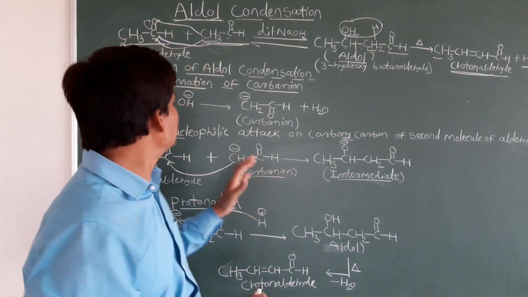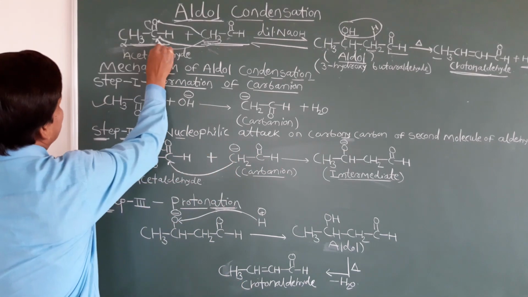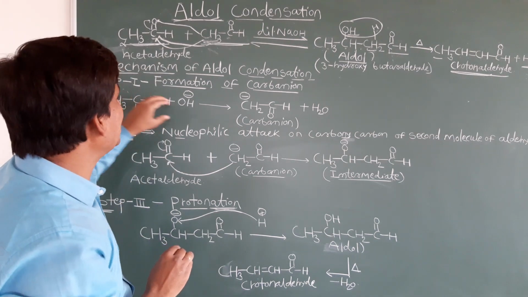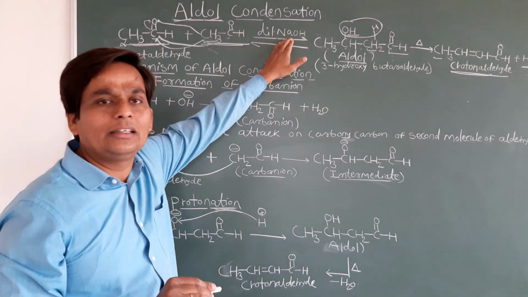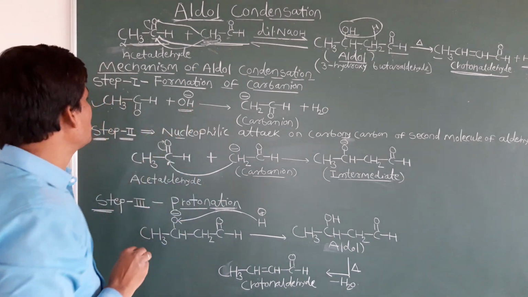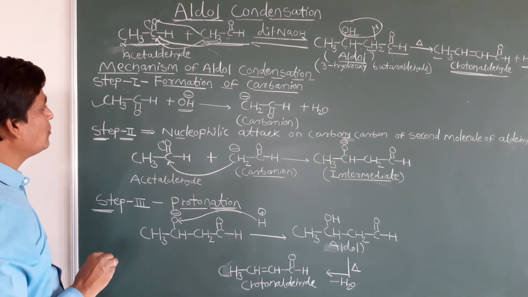Step first, just see here I am taking the first molecule of acetaldehyde, CH3C=O H, and this acetaldehyde reacts with base, or we are using here dilute NaOH, and that base can give the OH minus ion. Okay, so they can give the OH minus ion.